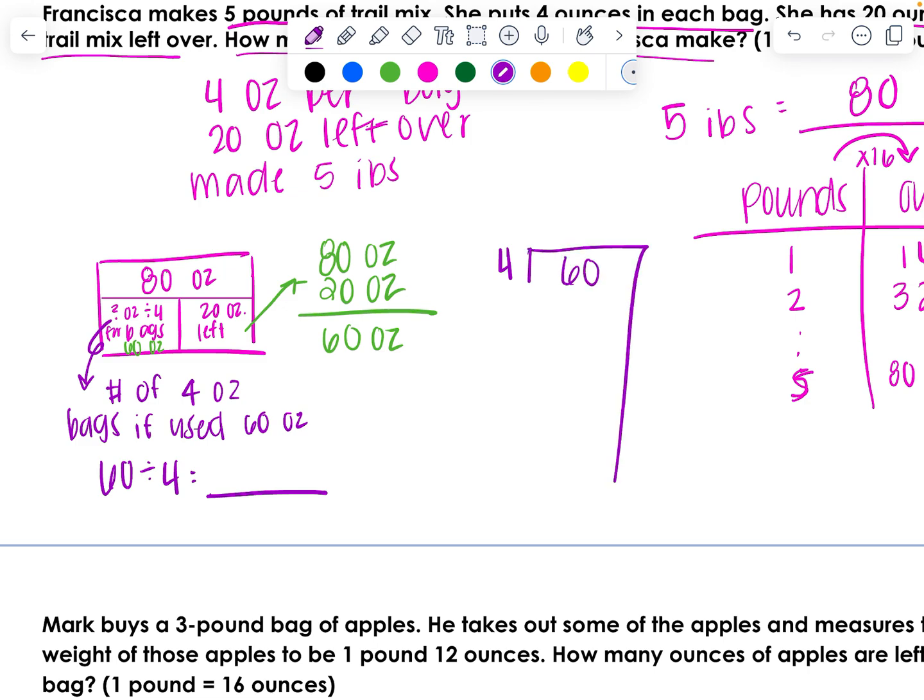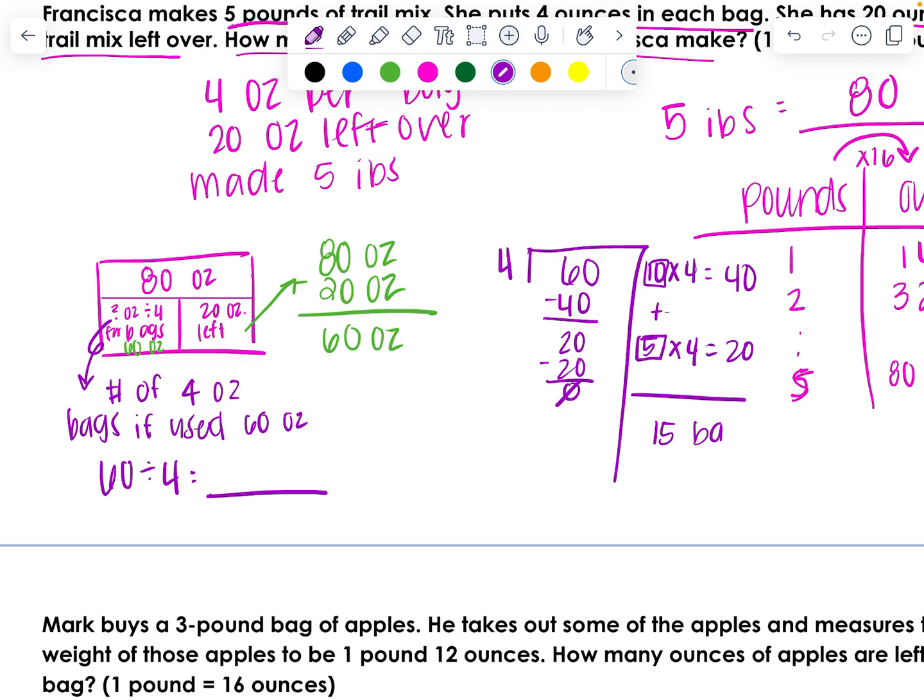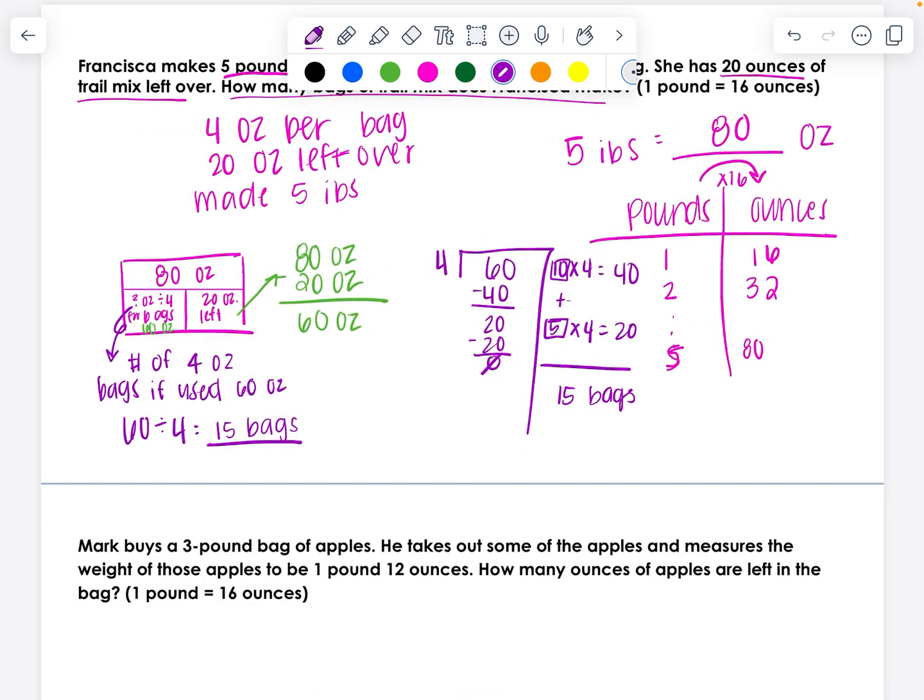Okay, looking at this, I'm going to think of factors or products that I know. So I know 10 times 4 equals 40, so I can subtract 40 and I'll get 20, and that's perfect because I know that 5 times 4 is 20, and then I just add my partial quotients and get 15 bags. So how many bags did she make? 15 bags.